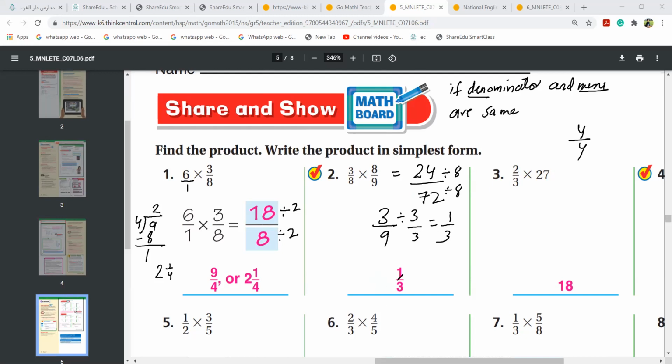This question comes with practice, girls. Like today I have done this, sit at home and do it again. If you don't get it, ask me again. Now this, numerator will be multiplied with the numerator. Denominator, there is nothing, I'll write 1. 2 times 27 is 54 over 3. Divide by 3, both the numbers. If I divide 54 and 3 by 3, I get 18.